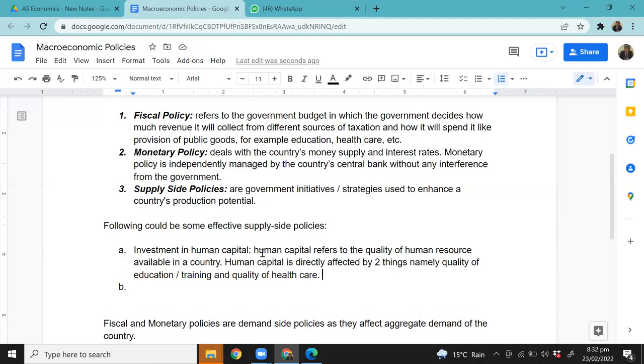two things. How good is the quality of education and training available in that country, and how good is the quality of healthcare? Because if people are educated, trained, and on top of it, if they're healthy and they have good mental health, obviously through education training, and physical health through healthcare, right? So these are the two things that will affect the quality of human capital available in the country.